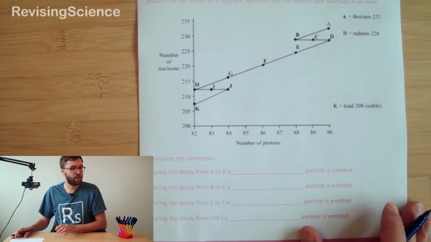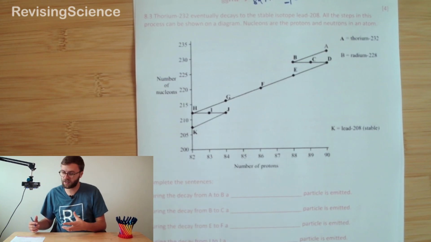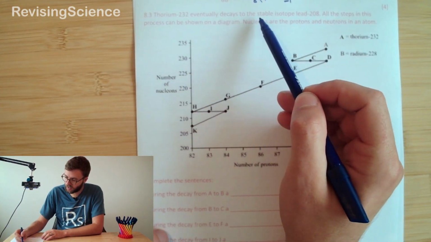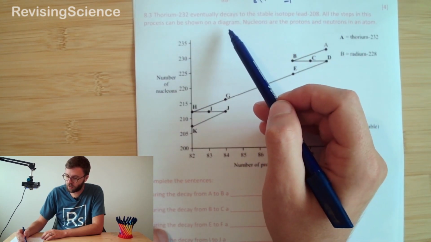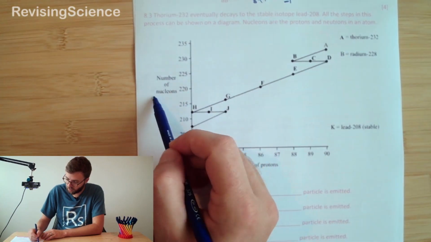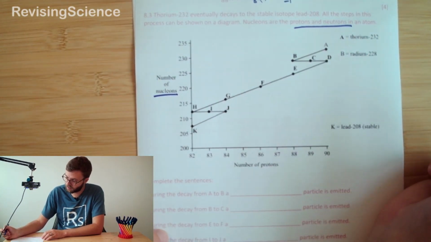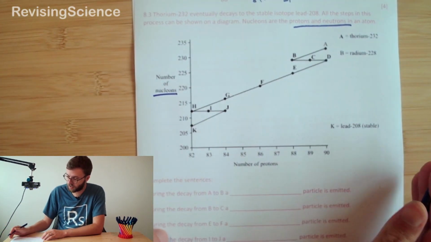Okay, next question. These graphs look a little bit tricky at first, but once you know how to read them, once you practice these questions, it becomes a lot easier. So it tells us that thorium eventually decays to the stable isotope of lead-208. All the steps can be shown in this diagram. Nucleons, this word here, which we haven't met before, is the number of protons and neutrons in an atom. So we've got to work out what decay is happening between each of these stages.